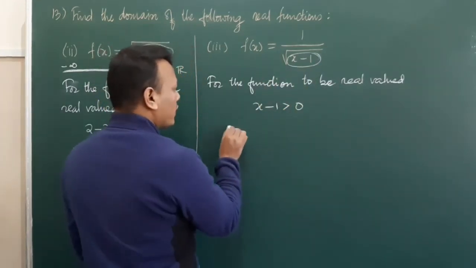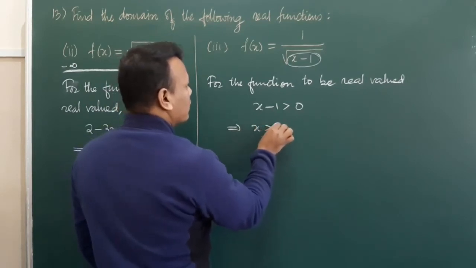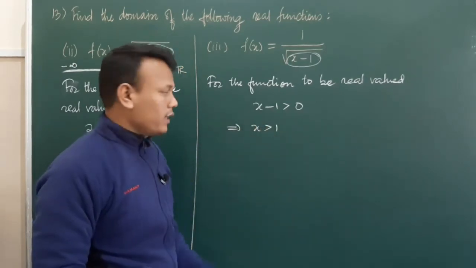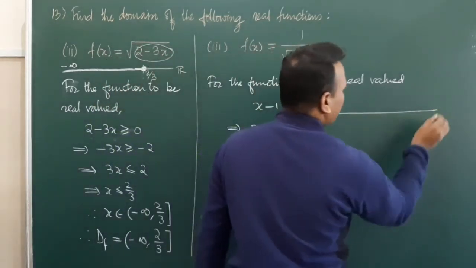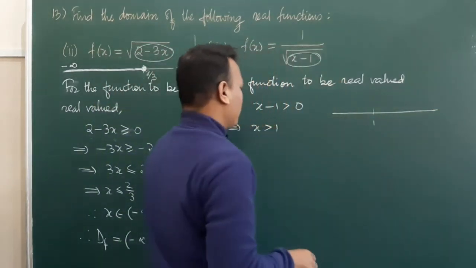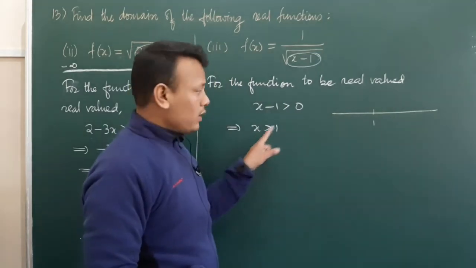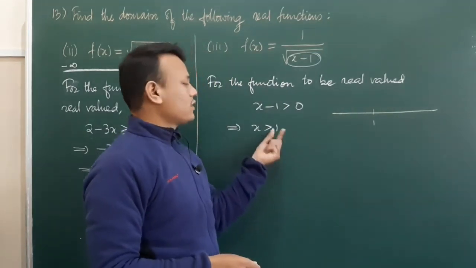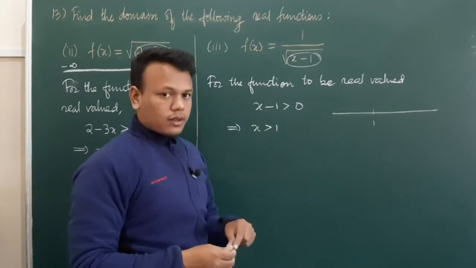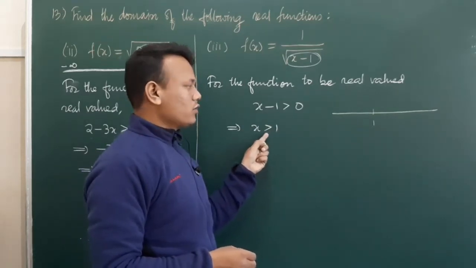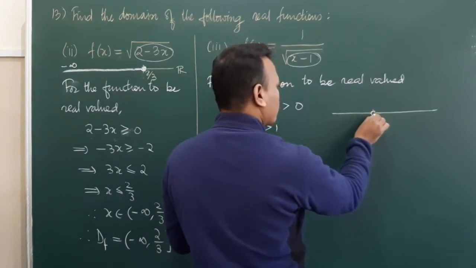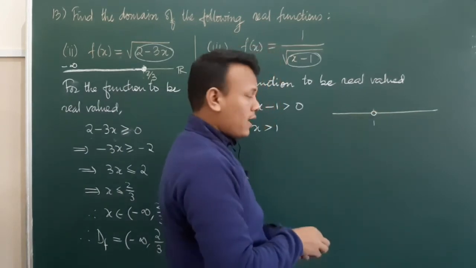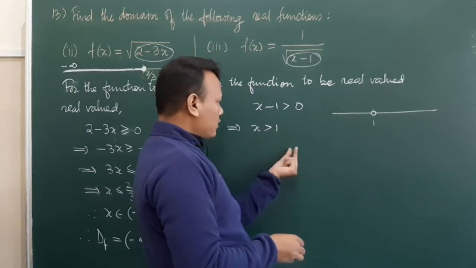So from here what do we get? We get that x is greater than 1. Alright, so x is greater than 1 means if I draw a real line, and this is my 1, can I include 1 here? No, because x is strictly greater than 1, isn't it? There is no equal to sign given, so that's why I need to exclude this one. Alright, so I have excluded 1, and x can be any other number greater than 1.